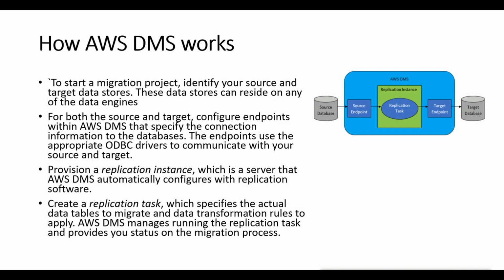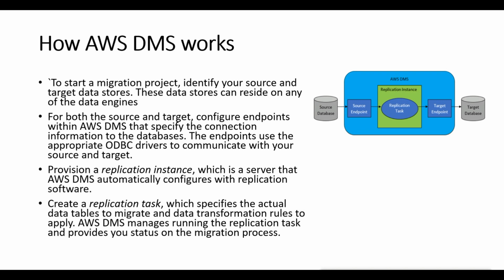For both the source and the target, configure endpoints within AWS DMS, like the source endpoint and target endpoint, that specify the connection information to the database. The endpoints use the appropriate ODBC drivers to communicate with the source and target. So AWS DMS is clever enough to identify the ODBC driver which it needs to use. Provision a replication instance, which is a server that AWS DMS automatically configures with replication software.